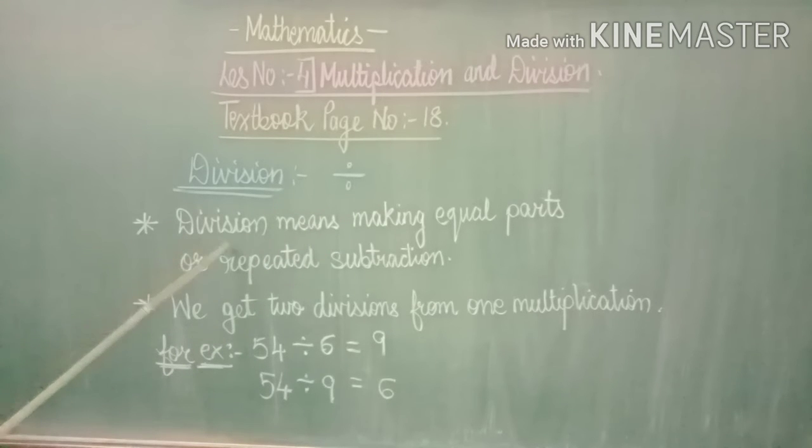What is division? Division means making equal parts or repeated subtraction. We get two divisions from one multiplication. For example, 54 divided by 6, we get the answer 9, and 54 divided by 9, we get the answer 6. Both ways we get the answer: divided by 9 we get 6, divided by 6 we get 9. Now let's do a few examples which are already given in the textbook.